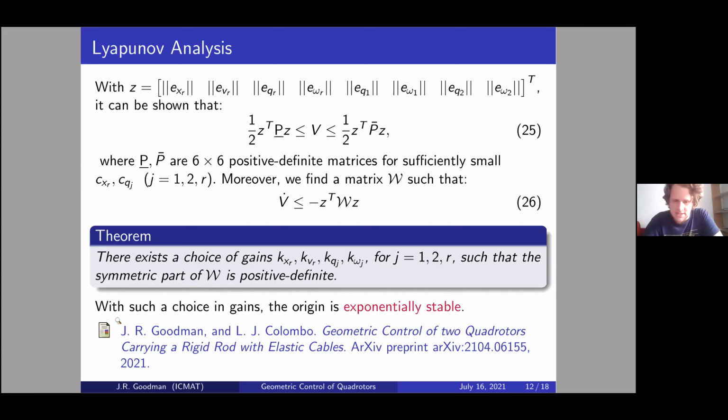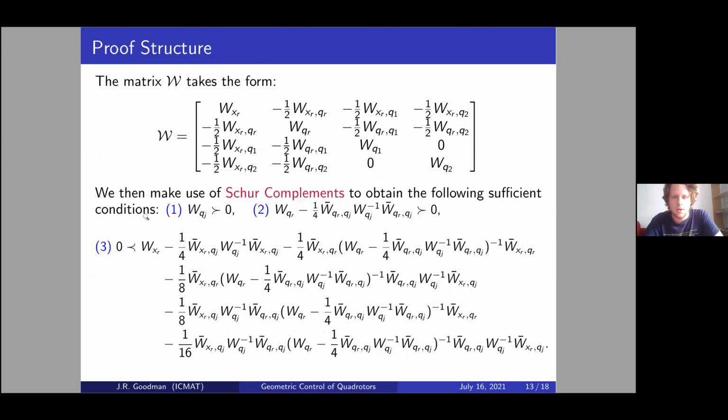I'm not going to go into all the details of the proof. I'll explain a few details on the next slide, but if you're interested in reading about them in more detail, you can read the arXiv preprint of our paper here. So in particular, that matrix W that we found has the following form. This is an 8x8 matrix, really a 4x4 block matrix where each of these submatrices are 2x2.